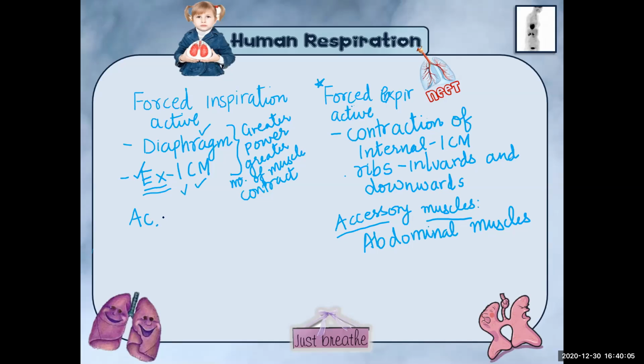Now accessory muscles in forced inspiration are primarily muscles of the neck to hold the trachea in position. अगर बहुत force से air अंदर आएगा तो trachea का एक direction में push होने का chances है. So the accessory muscles are only required during forced inspiration. What is the function of accessory muscles? They fix the trachea in position.